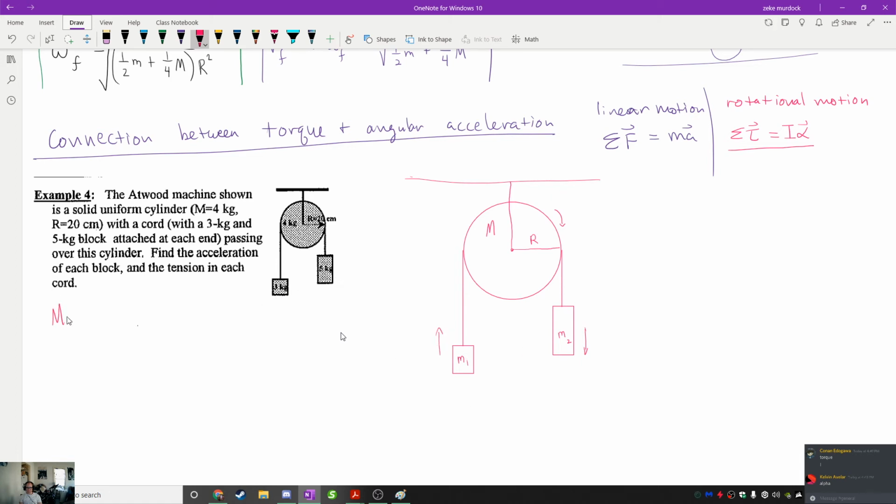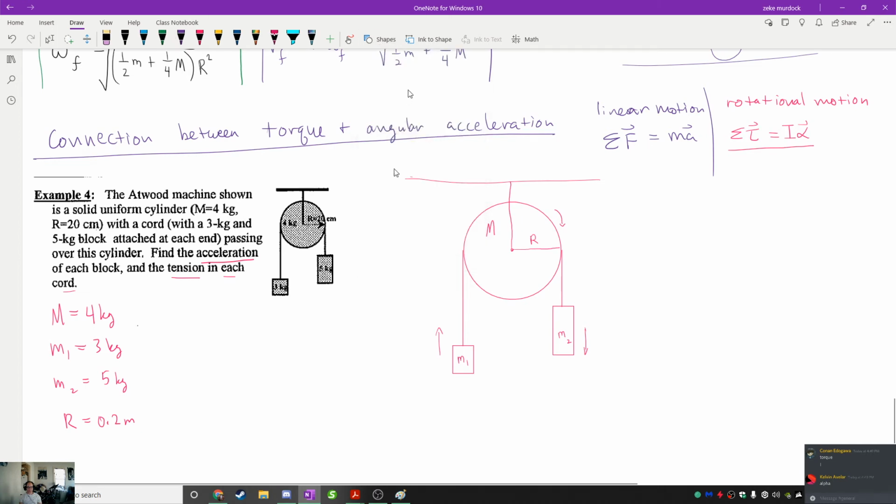And let's write over here, M is equal to 4 kilograms. M1 is 3, and M2 is 5. R is 20, so 0.2 meters. And that's all the information we have. Our goal is to find the acceleration of each block and the tension in each cord, so there's 2 different tensions. Now to do this, we're just going to do what we've done in the past.